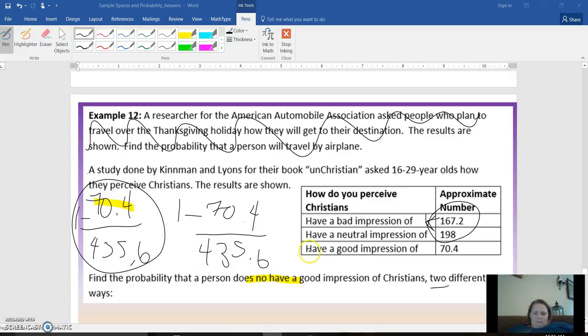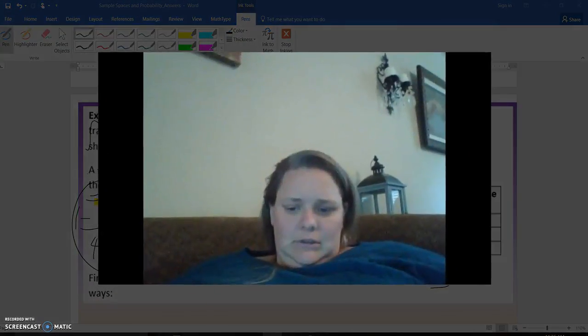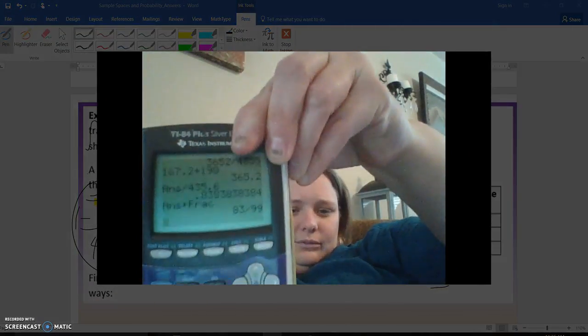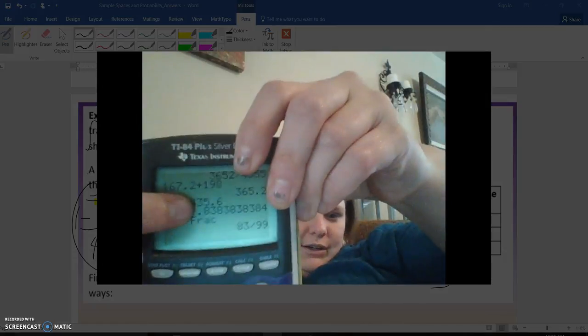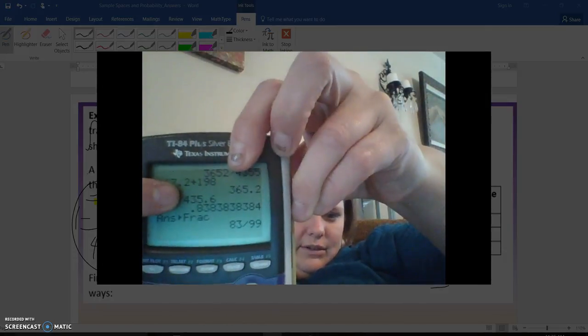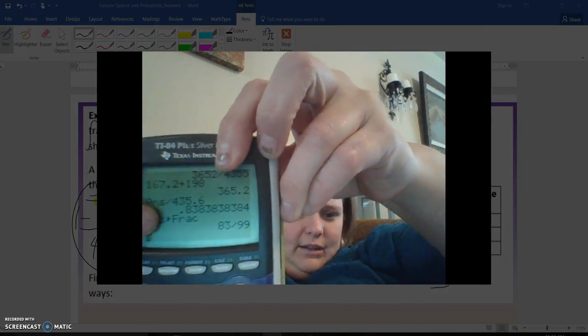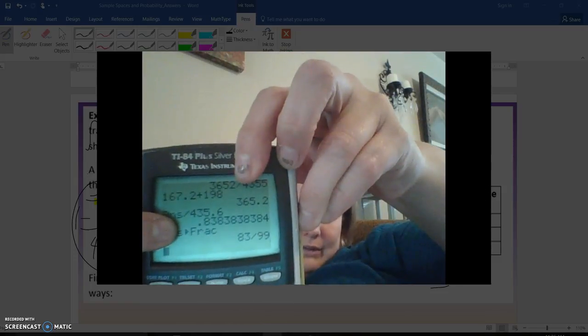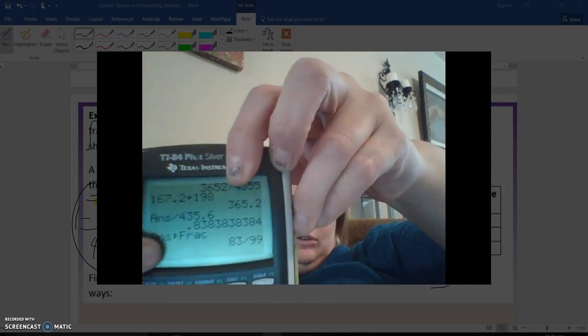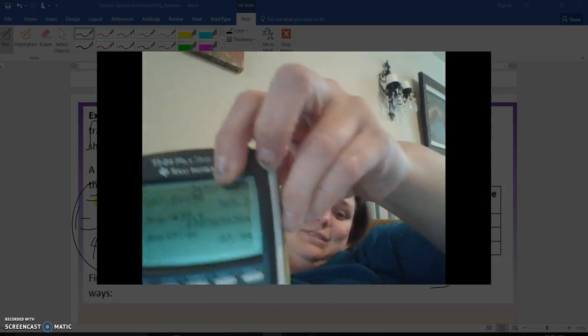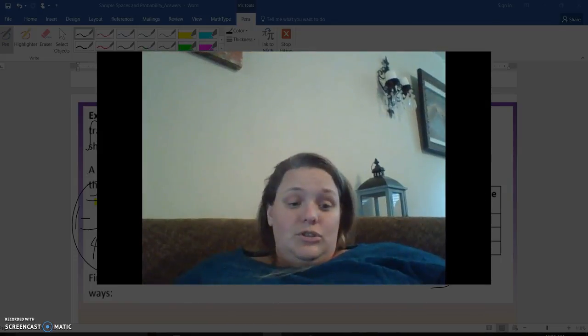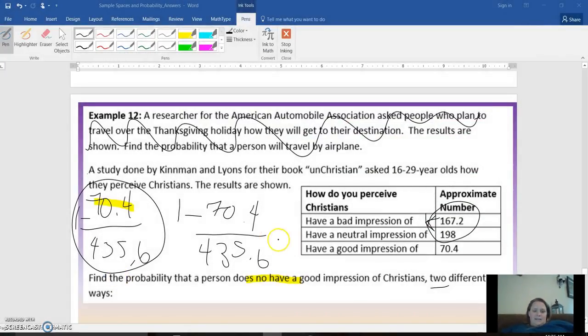Okay, I don't know what happened. All right, I added those 2 numbers right here. I get 365.2, and then I divided it by 435.6. That's the total, and then I changed it to a fraction. I still get 83 over 99. Those are 2 ways to find that. What would we say? 83 over 99.